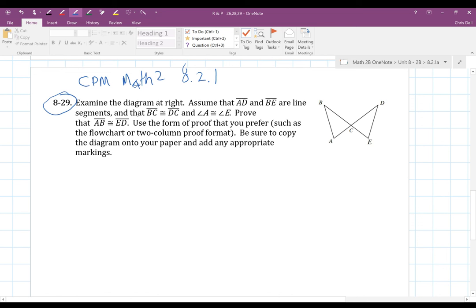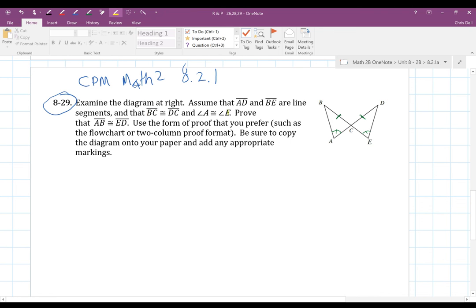We have some given information that BC is congruent to DC. So I am given that BC is congruent to DC, right? Those are going to be some givens. Let me make some notes. So this is congruent to that, and angle A is congruent to angle E. So I know that those angles are congruent. Those are the givens, remember?